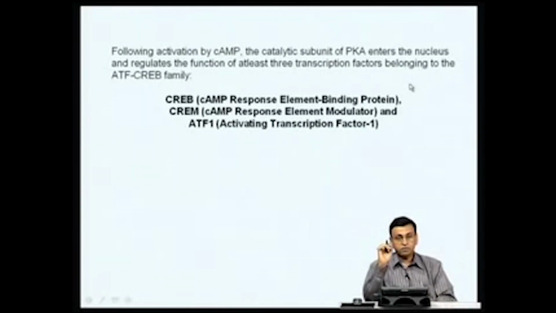So, following activation by cyclic AMP, the catalytic subunit of protein kinase A enters the nucleus and regulates the function of at least three transcription factors belonging to what is called the ATF/CREB family. Now, what are these?